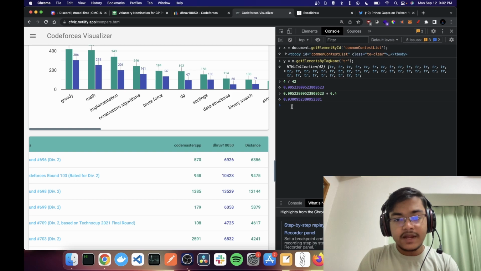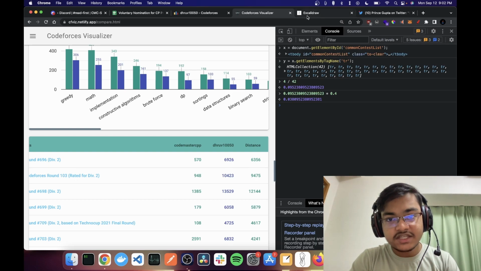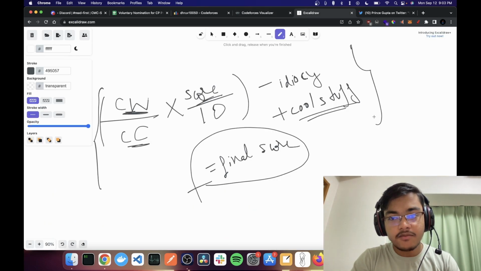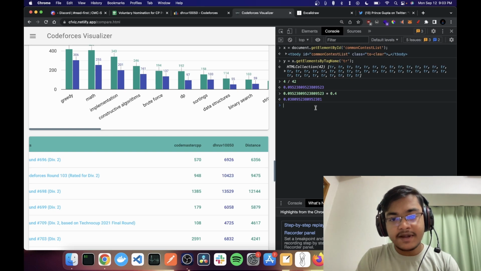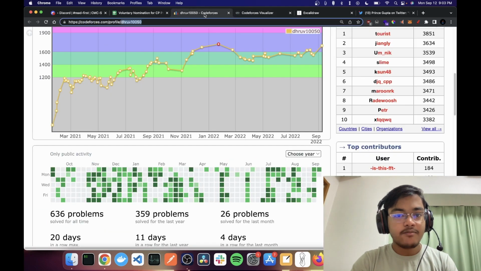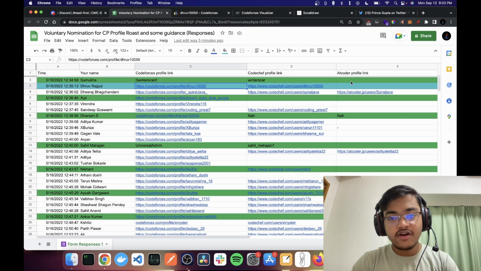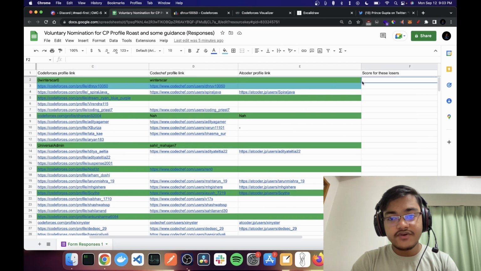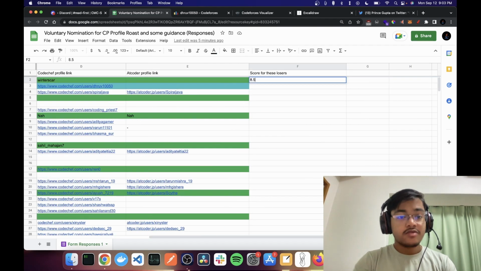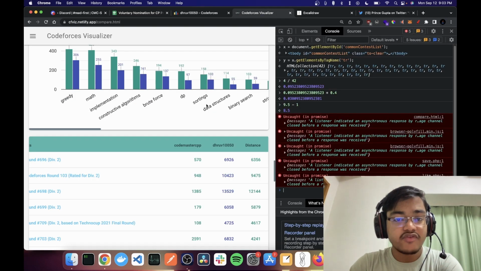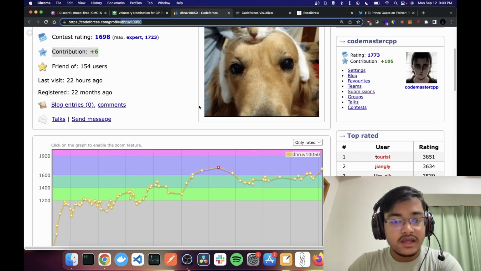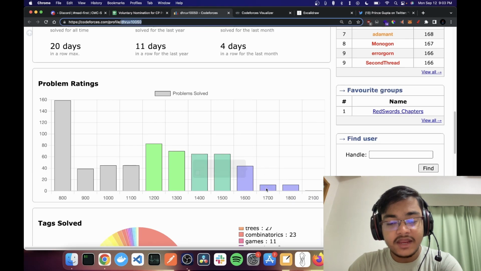Okay, so let's multiply it by 100 to get the percentage. Let me update the final formula, so that it looks a little bit better. So 9.5. All right, so your score and -1 for not having an AtCoder profile, so you get 8.5. So to improve, maybe start participating in AtCoder, give more contests, try to be a little bit more consistent, and solve tougher problems from here.